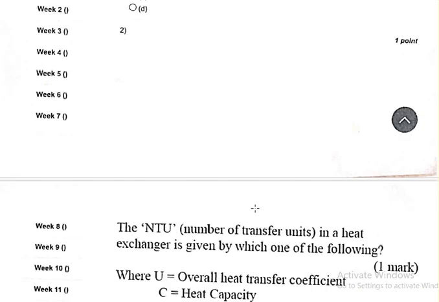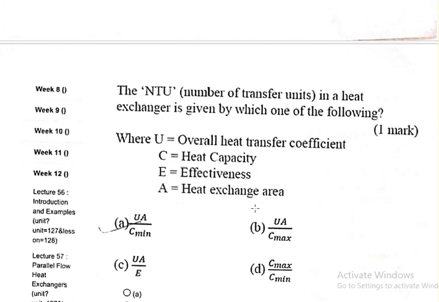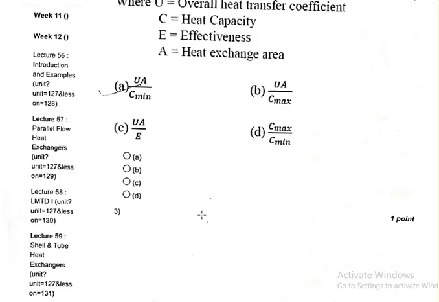Question number 2. The NTU in a heat exchanger is given by which one of the following? The right formula for NTU is UA upon C minimum. U is the overall heat transfer coefficient, A is the heat exchanger area, and C minimum means minimum heat capacity. So A is the right answer for question number 2.